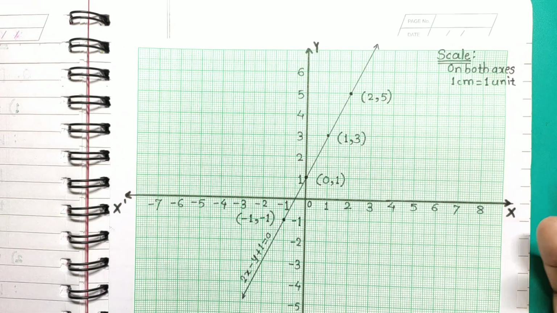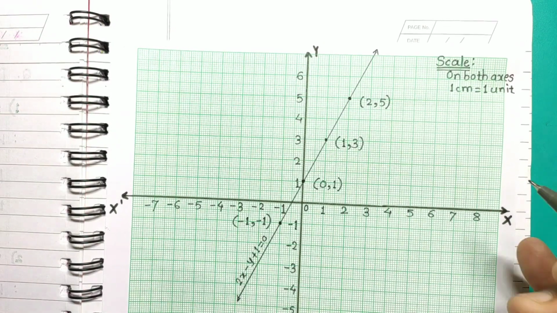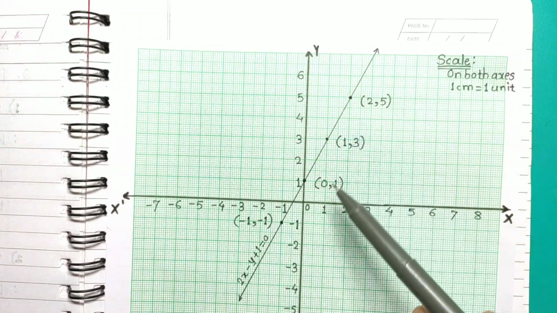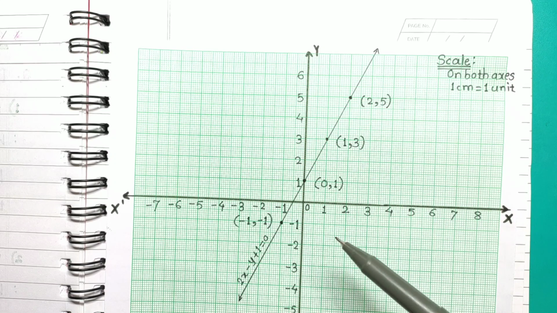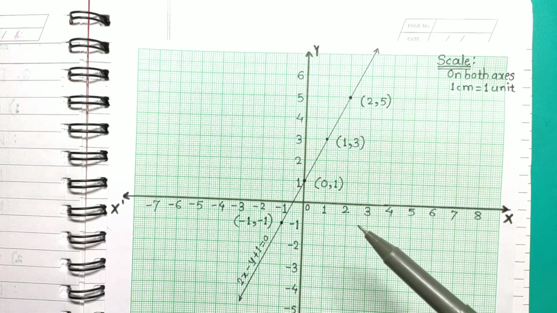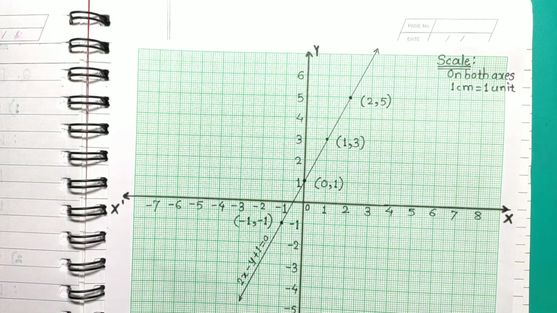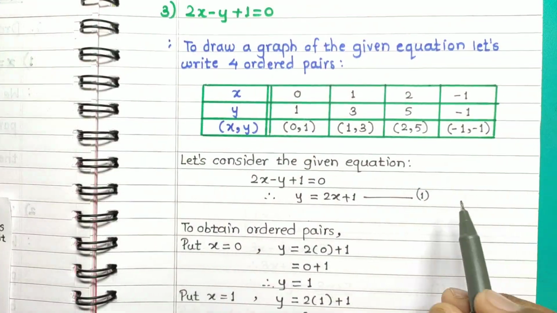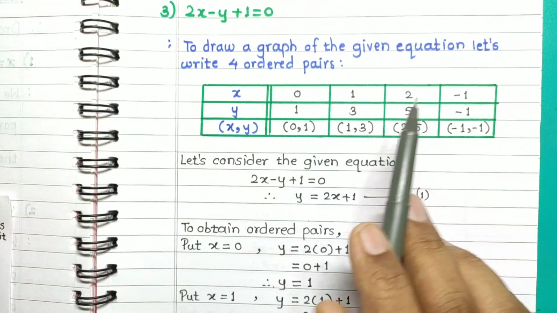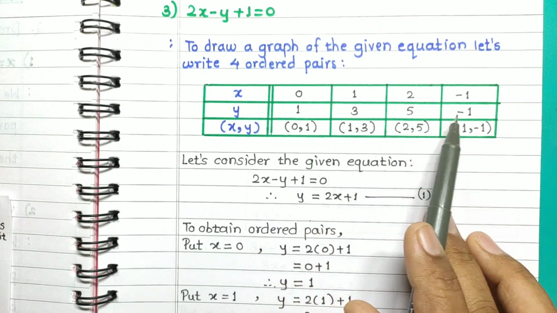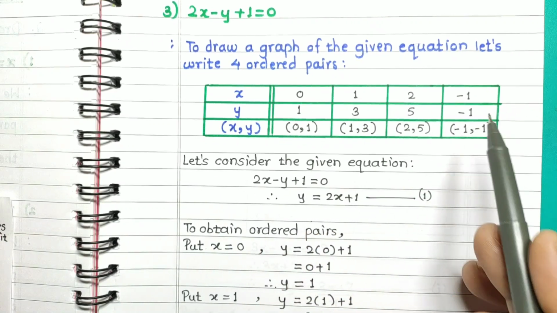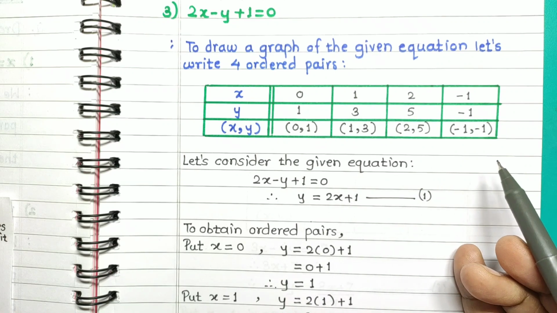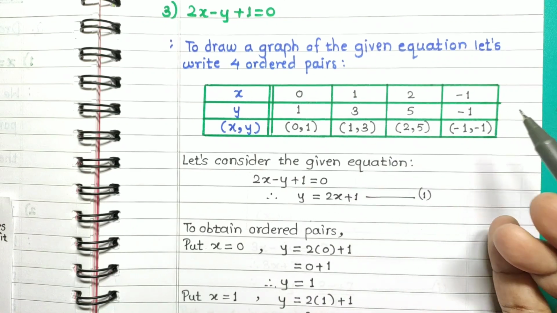Students, see, we know that 2 points determine a line, but here we have considered 4 points. It is just to get accuracy. Okay. See here, we have considered various values of x to get the corresponding values of y. Okay. In some cases, it is convenient to take values of y to obtain values of x also.